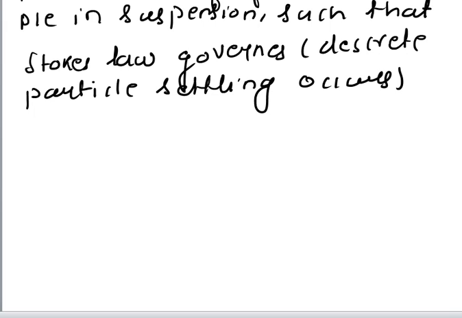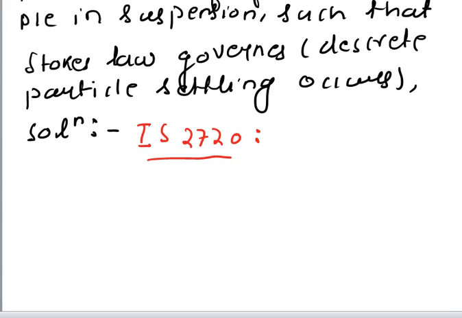So to avoid this situation, the solution is that a provision is made in the code, according to IS 2720. Okay, this is the code which has made this provision. Till now we have heard about two codes. One code is 460 1962 about sieves, and this one is for this treatment.